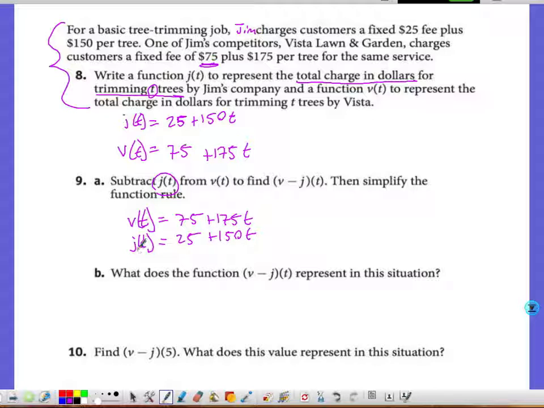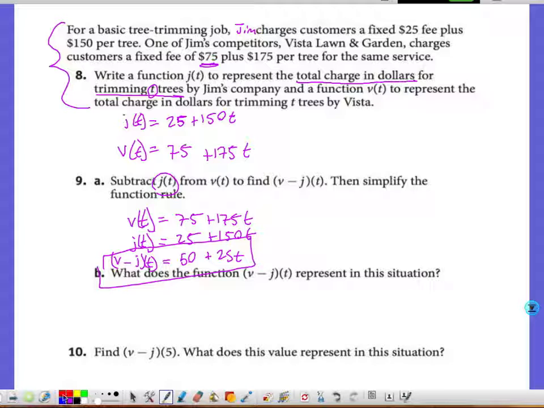And so when you write v of t minus j of t, the notation looks like this. Again, this is the title of it. The first parentheses tells me that I'm subtracting v minus j, and the second parentheses tells me what the variable is. And so now I can start simply subtracting 75 minus 25. Well, that's 50. 175t minus 150t. Well, that's basically 25t. Yeah, 25t. That's it. Here's my answer. That was pretty simple.